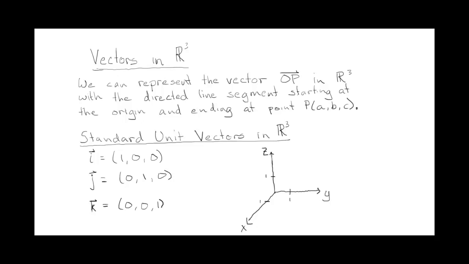In this video, we're going to look at representing vectors in R3. It's basically the same as we did in R2, a two-dimensional vector, but now we're looking at a three-dimensional vector. We can represent a vector OP in R3 with a directed line segment starting at the origin and ending at point P. That's the same as R2. The only difference is now this point P will be in R3.